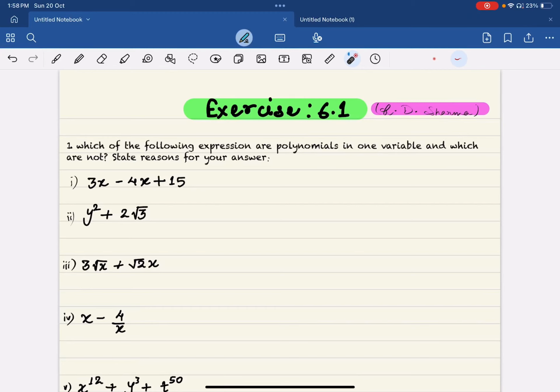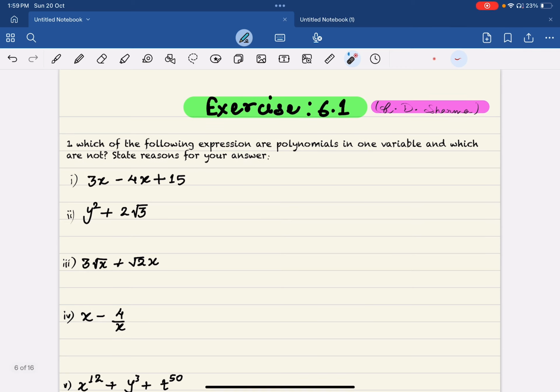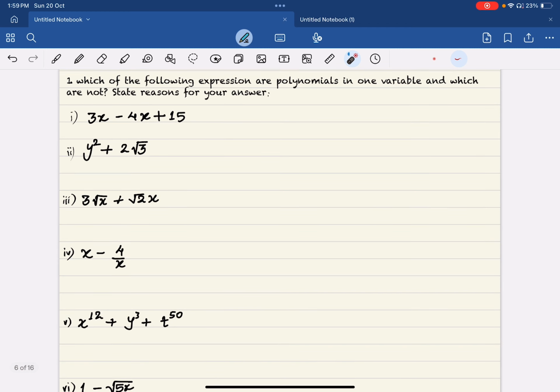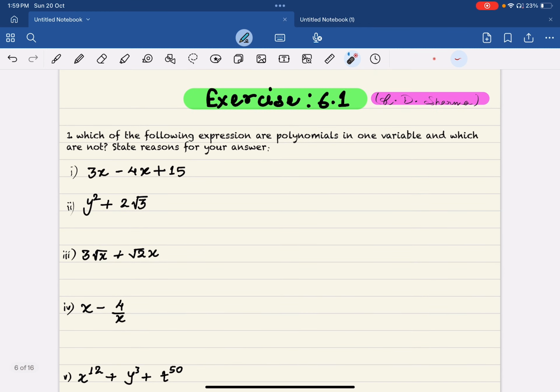Hello students, today we are going to solve a few questions related to our last topic in the video, polynomials. So here the first question is, which of the following expressions are polynomials in one variable and which are not? State reason for your answer. So in the given expressions we have to find which ones are polynomials and we have to state the reason for our answer. So the first expression is 3x minus 4x plus 15.